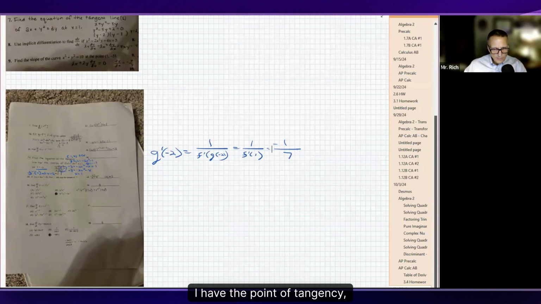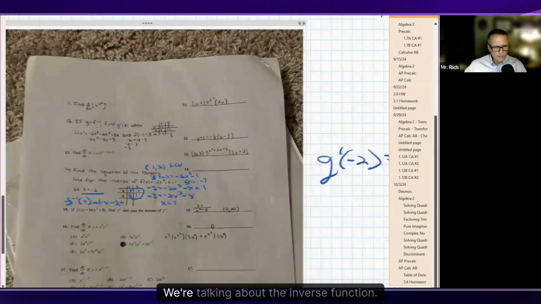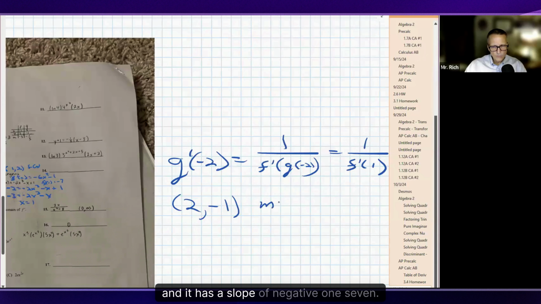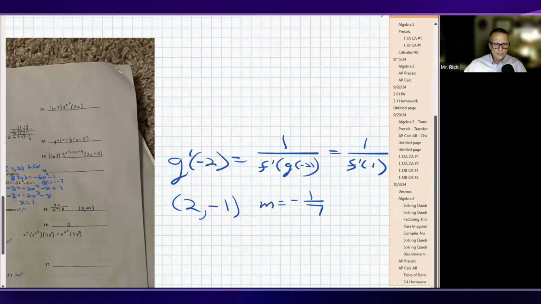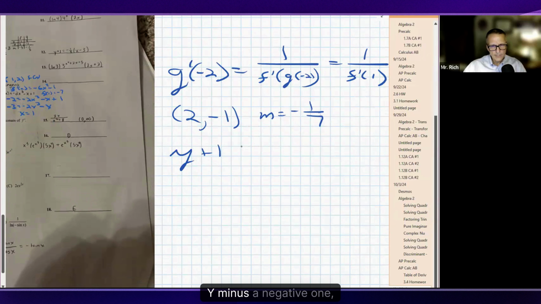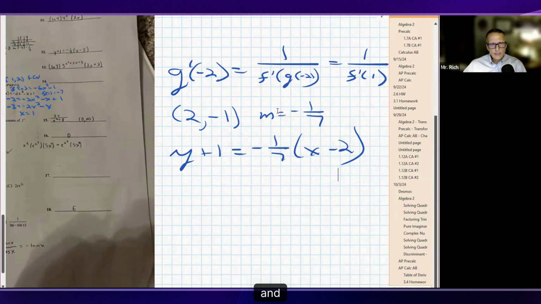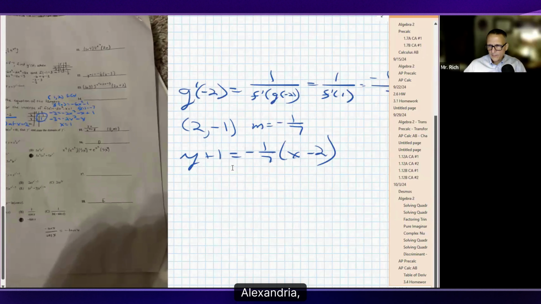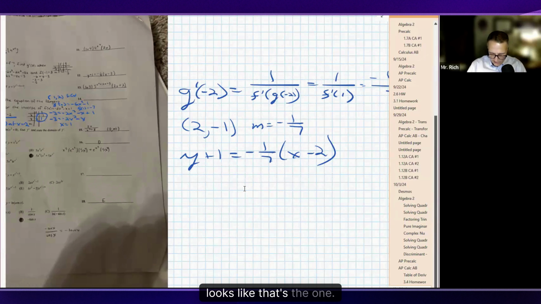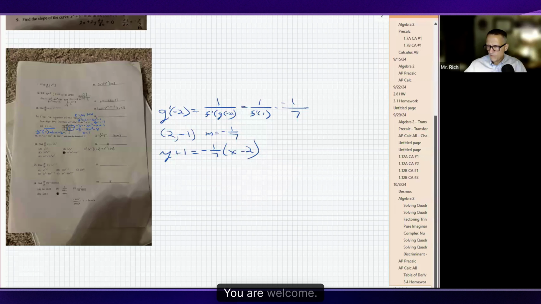I have the point of tangency, which was negative 2, 1. We're talking about the inverse function, so it does touch at 2, negative 1, and it has a slope of negative 1/7. So the equation of that tangent line is going to be y plus 1, right? y minus a negative 1 is equal to negative 1/7 times x minus 2, like that. And that should be the right answer there, Alexandria. I don't know if you got right answers there, but that looks like that's the one, or at least that's what I'm going with. You are welcome.